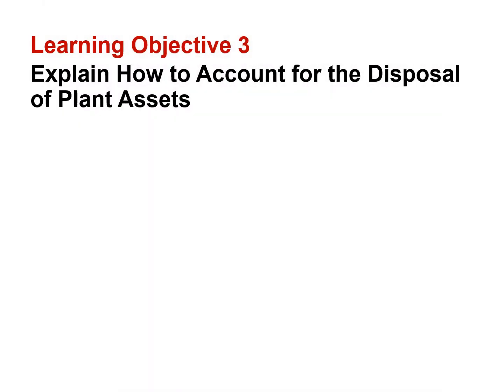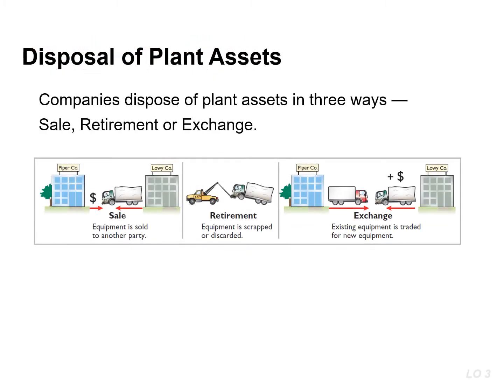In this video, I will explain how to account for the disposal of plant assets through either a sale or retirement. Companies dispose of plant assets that are no longer useful to them in three ways: through a sale, retirement, or exchange. The accounting for the disposal of a plant asset through a sale or retirement is as follows.